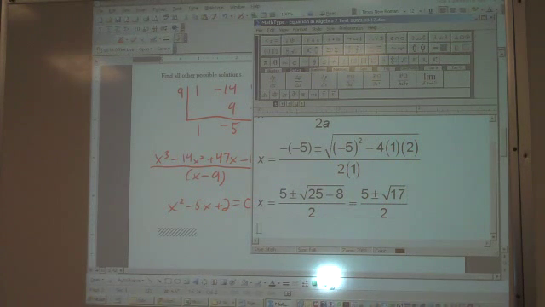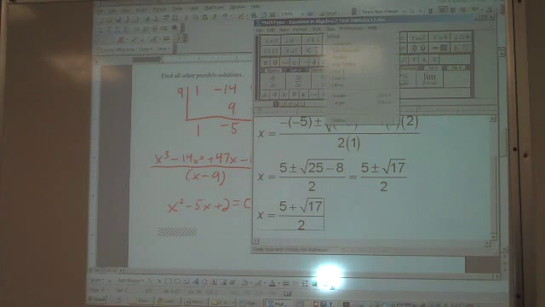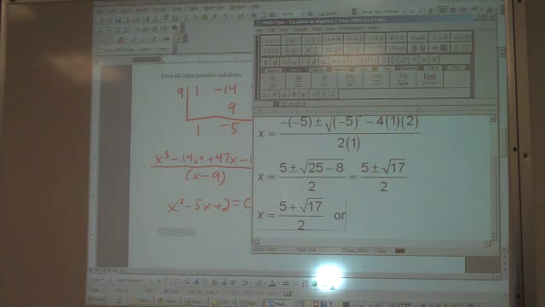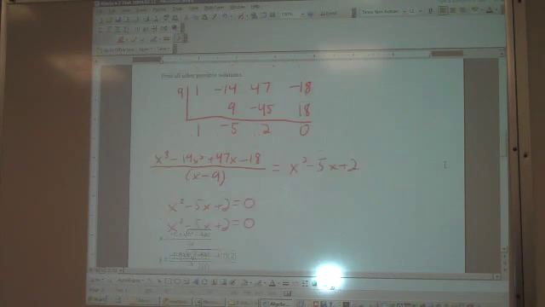Okay, so this is actually 2 answers. It said find all other possible solutions. So one of those answers is, and at this test I said don't give me decimals, 5 plus the square root of 17 over 2, and 5 minus the square root of 17 over 2. Okay, so those are your other solutions, given that 9 was a possible solution.